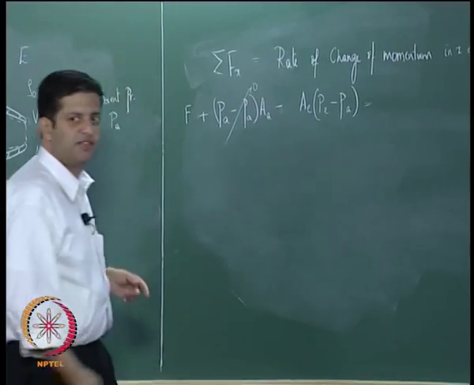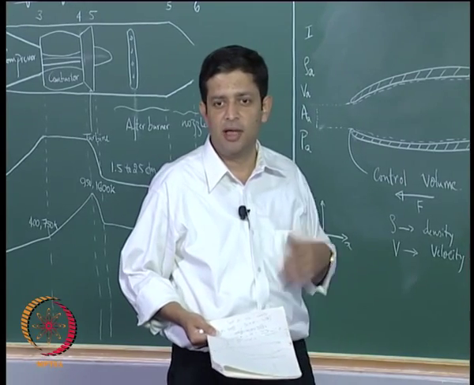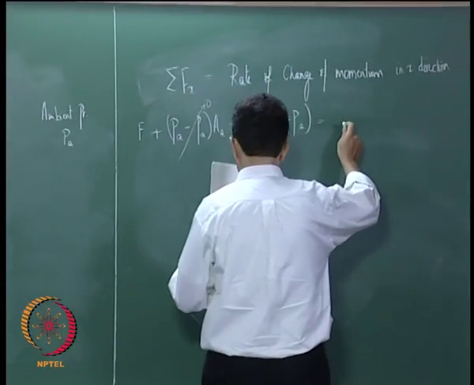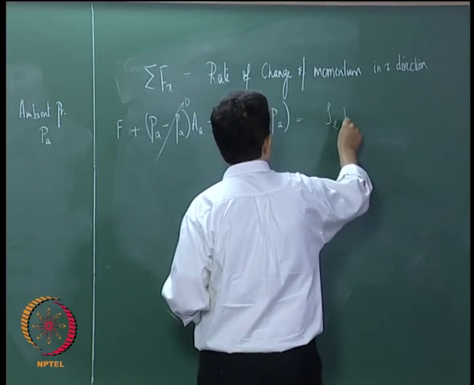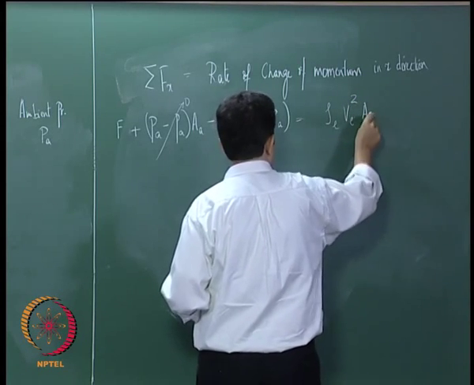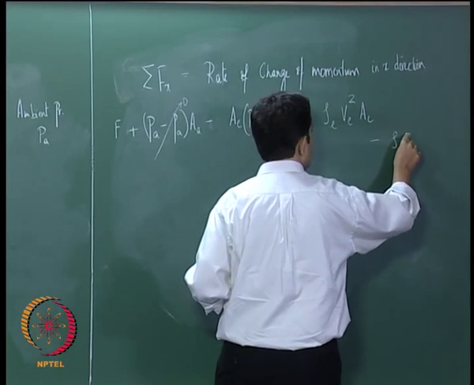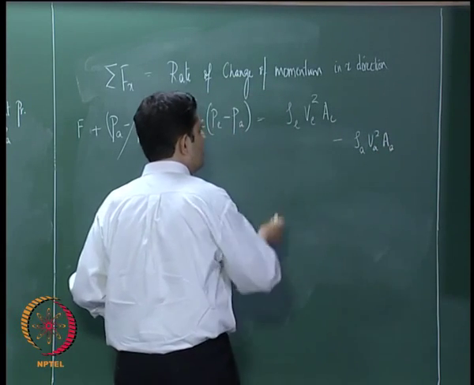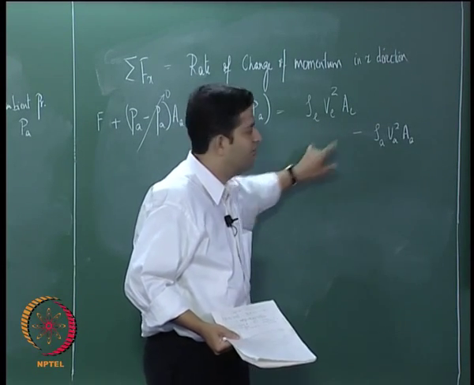Now what is the rate of change of momentum here? M dot into U E, right. So you have rho E V E square A E minus rho A V A square A A. Rho E V E A E we know is equal to M dot, okay.